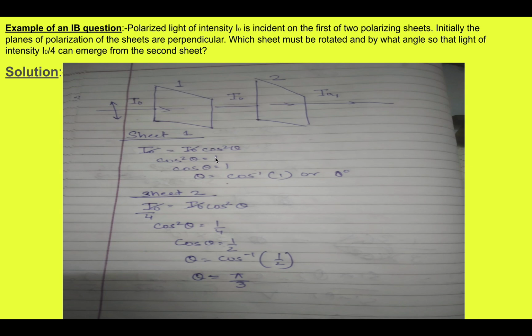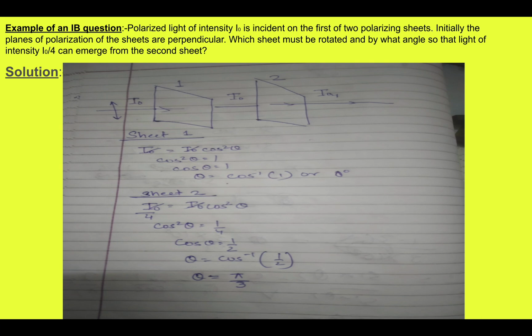Now this one I changed from unpolarized to polarized. The question: polarized light of intensity I naught is incident on the first of two polarizing sheets. Initially, the planes of polarization of the sheets are perpendicular. Which sheet must be rotated, and by what angle, so that light of intensity I naught over 4 can emerge from the second sheet? As polarized light is passing through sheet 1, sheets 1 and 2 become analyzers. By applying Malus law, I naught equals I naught cos squared theta, so cos theta equals 1 and theta becomes 0 degrees. So there will be no change of angle.